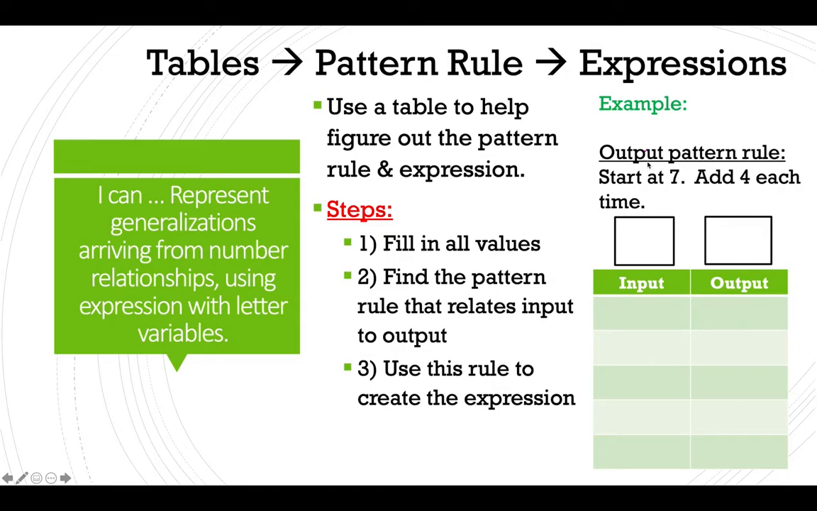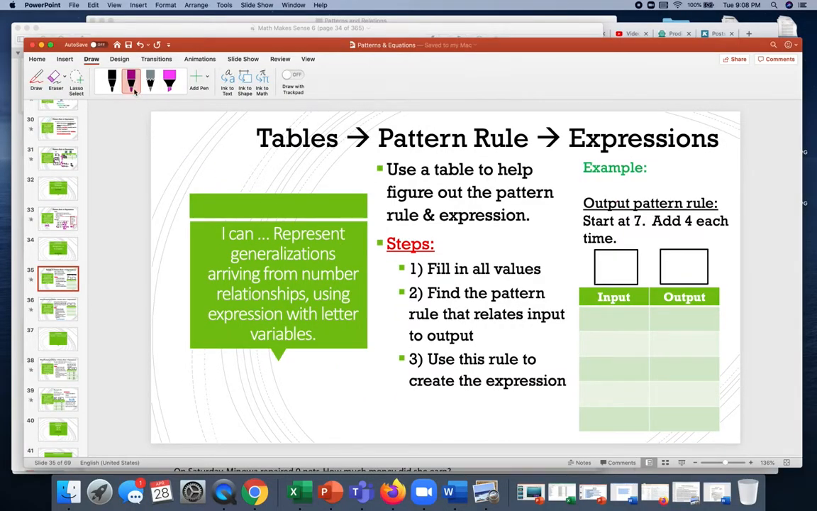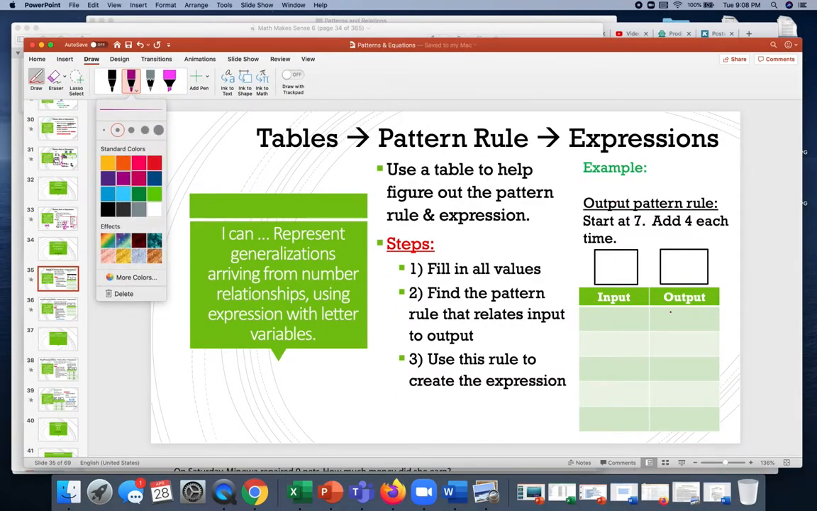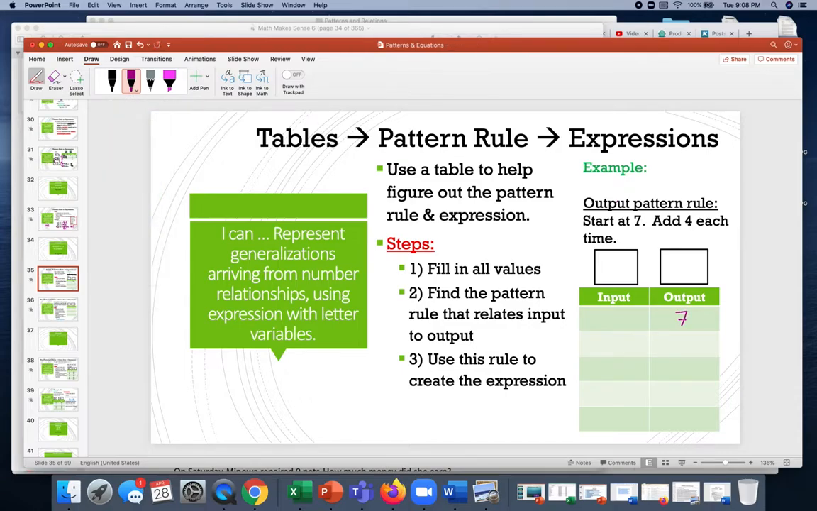Okay, so let's go through this example. If they tell us that we have an output pattern rule of starting at 7 and then add 4 each time, we need to figure out what is happening in the machine. So the output pattern rule is we start at 7 and then we are adding 4. They already give us this little hint. We're adding 4 each time, so we have 11, then 15, then 19, and then 23.